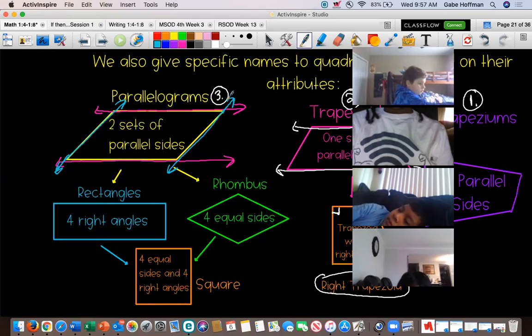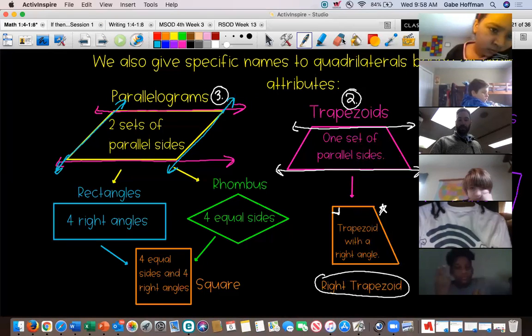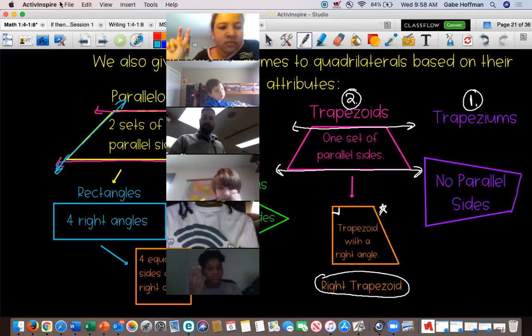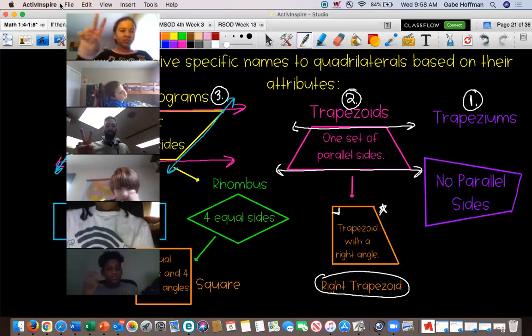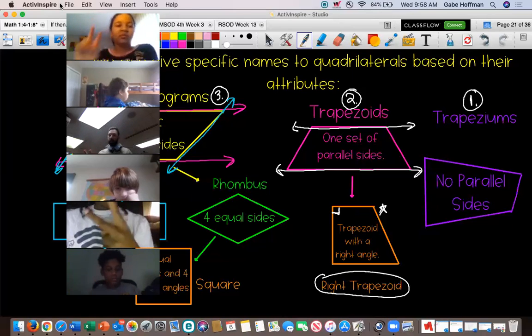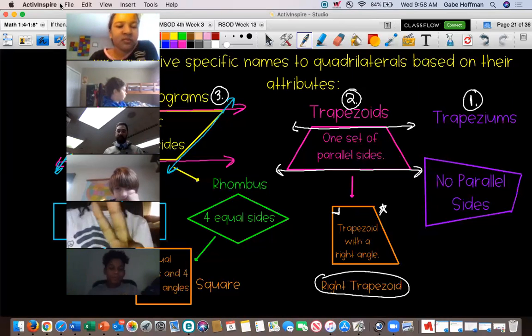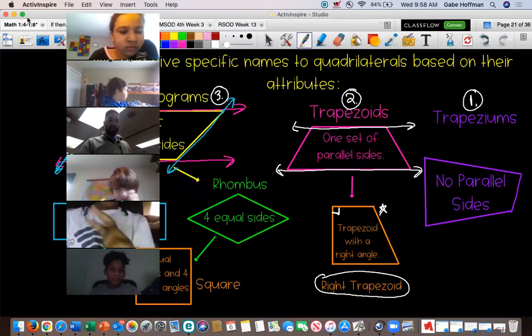Show me on your fingers, how many sets of parallel sides does a parallelogram have? That's a hard word to say. Show me on your fingers, how many sets of parallel sides does a parallelogram have? 2 sets of parallel sides, right? 2 sets. There's 4 sides, 2 sets of parallel sides.